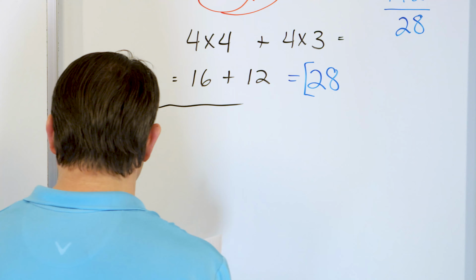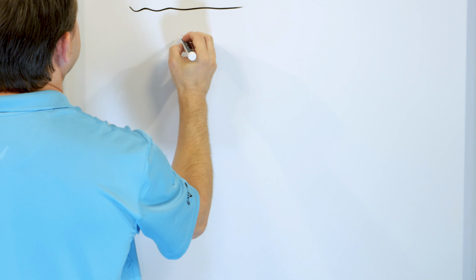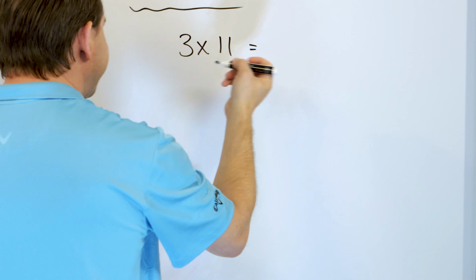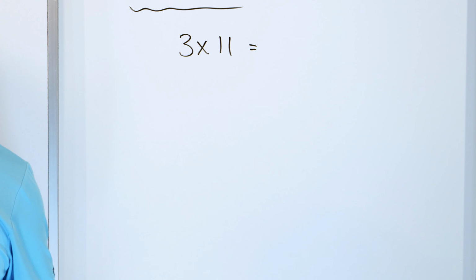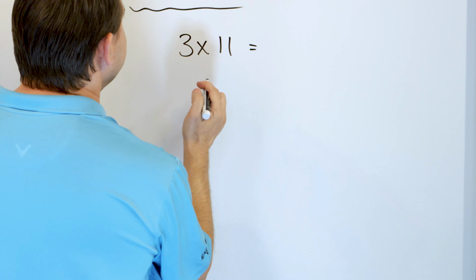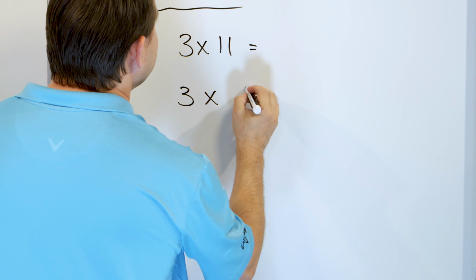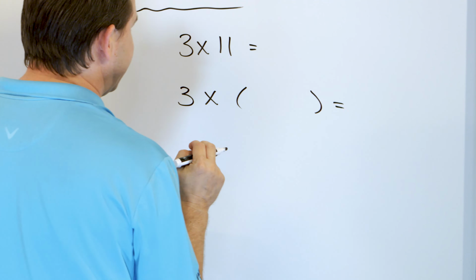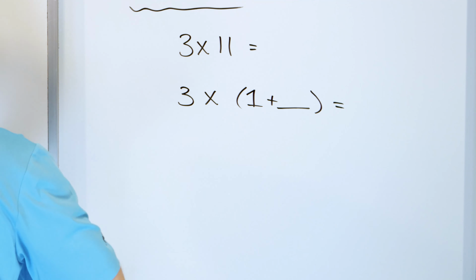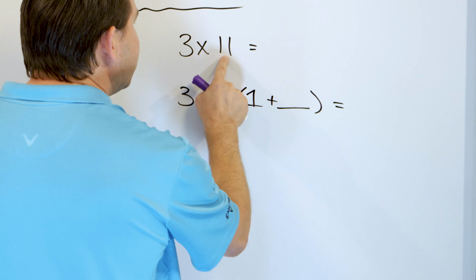All right. So what if we have 3 times 11? Let me ask you, what is the answer? You know what 3 times 11 is. It's 33. So we know the answer is 33, but let's rewrite the problem and use distributive property. 3 times, let's rewrite this 11 as something. Let's rewrite this 11 as 1 plus something. Let's fill in the blank. Well, we're trying to make 11 here.